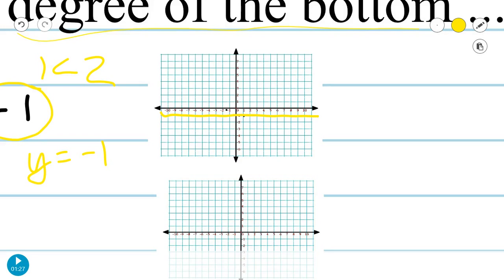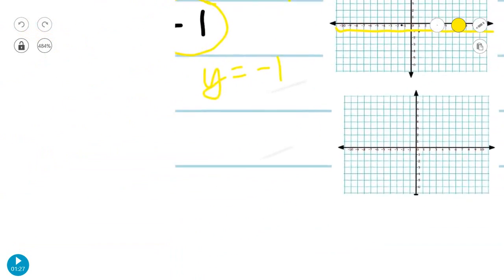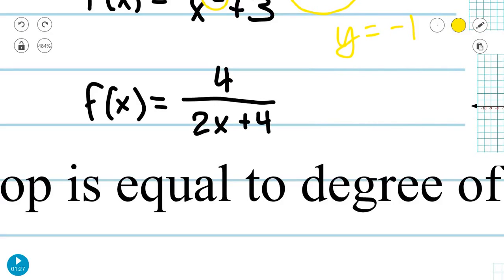We won't worry about the vertical asymptotes at this point. We'll get to that in a separate video. Okay, so let's do the same thing with this next example. The degree of the top here, there's no variable, so I know that my degree of the top is 0. The degree of the bottom is 1.